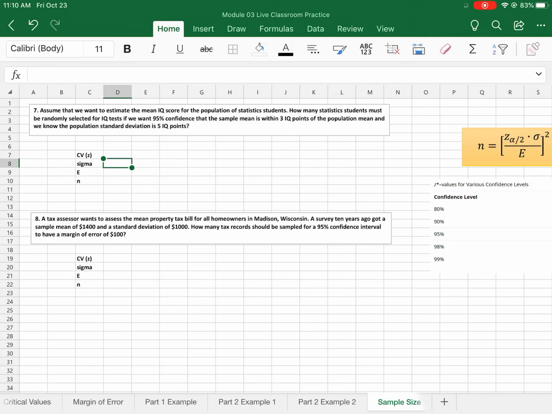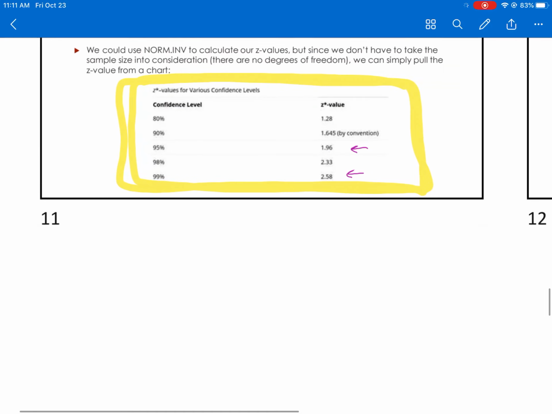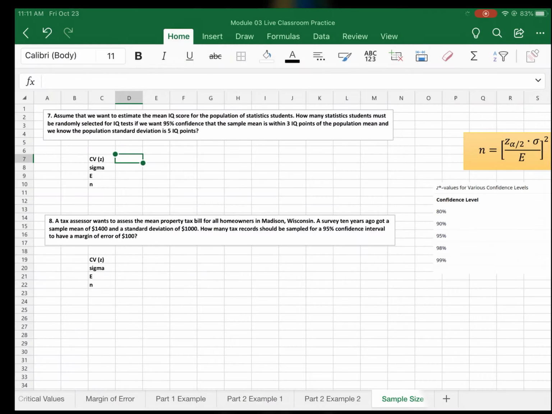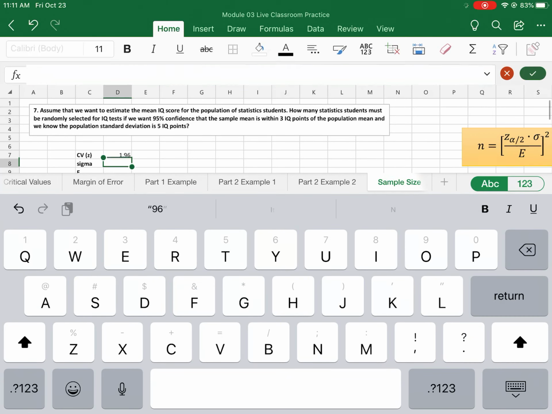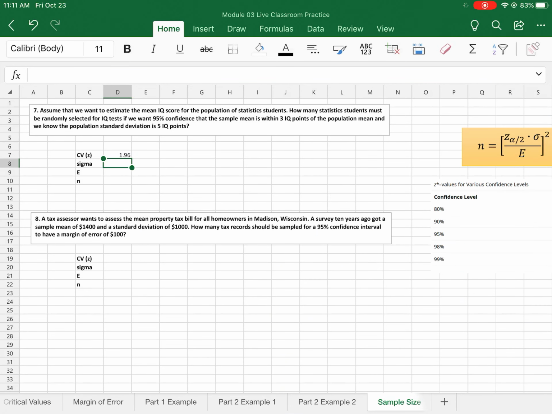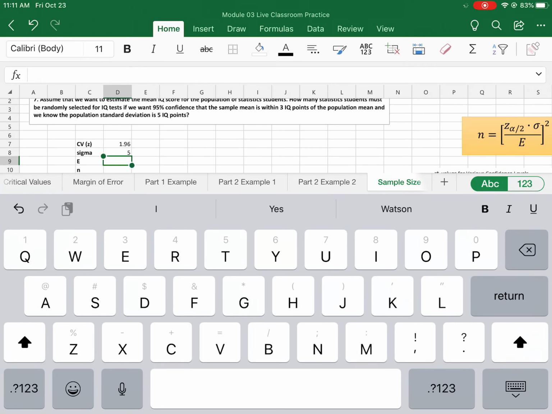Well, let's just start at the top. So my z-value, I want a 95% confidence. So I'm just going to go look at this chart. 95% confidence level gives me a z-value of 1.96. So that's what I'm going to enter here. Okay, now my sigma, that is my population standard deviation. So I know that that is 5. So I'm going to go ahead and type in 5.